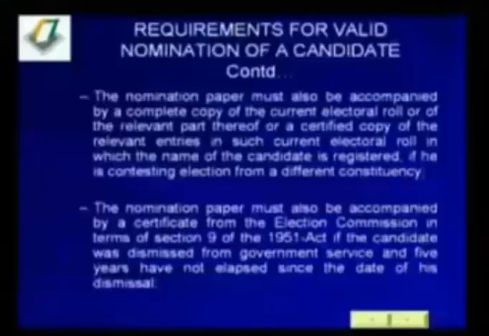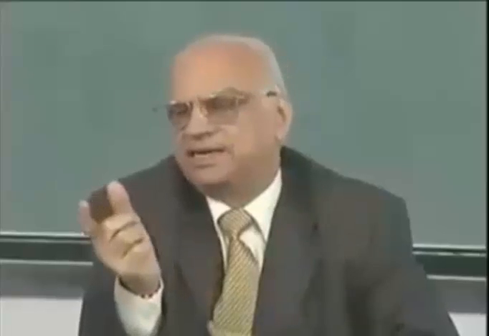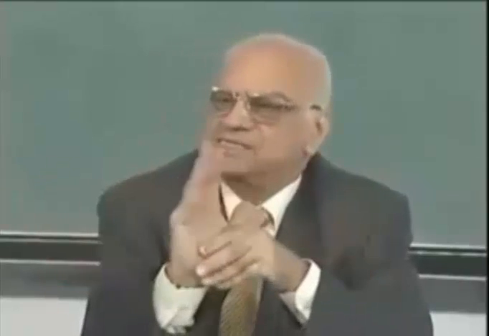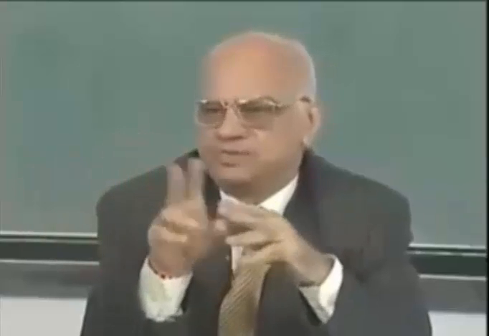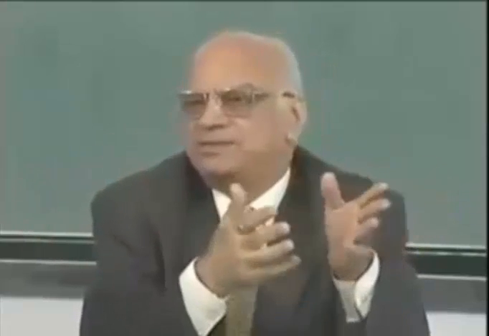Then there is another requirement which we will come on to when we talk about the disqualifications. If a person has been dismissed from the government service within 5 years, because the disqualification for a dismissed government servant applies for 5 years. So if within 5 years he has been dismissed, then he has to give you a certificate from the election commission. And unless that certificate is there with the nomination paper, he will not be taken as a validly nominated candidate.